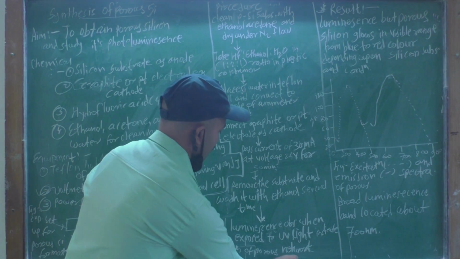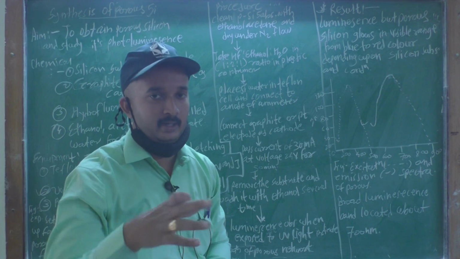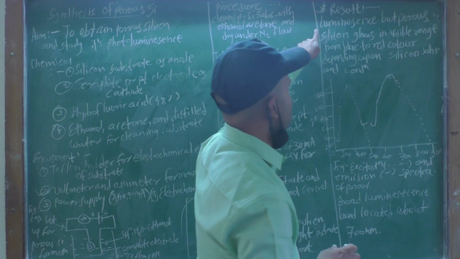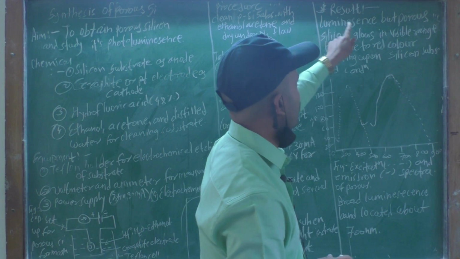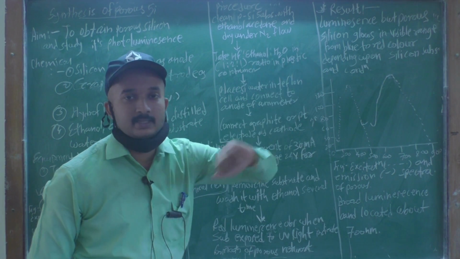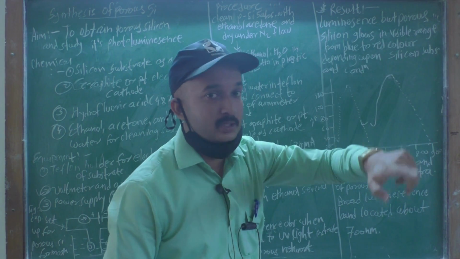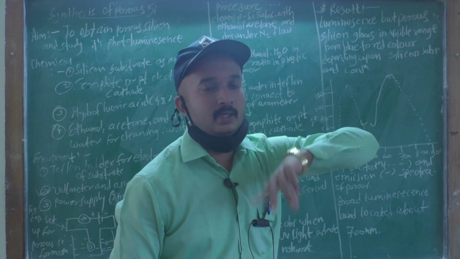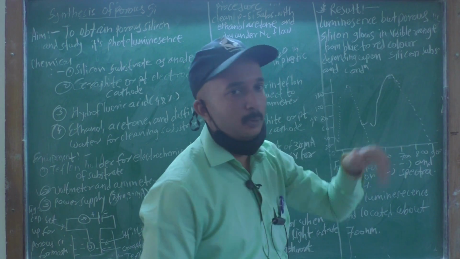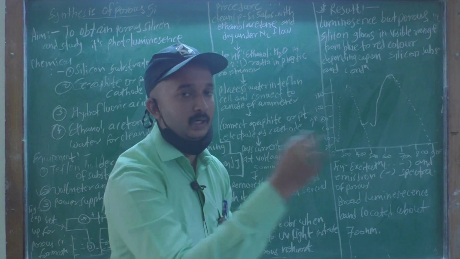That substance is porous, therefore the light is spreading outside. That is known as the luminescence. The porous silicon glows in the visible range from blue to red color. This result says that the porous silicon glows in the visible range, from blue to red color.